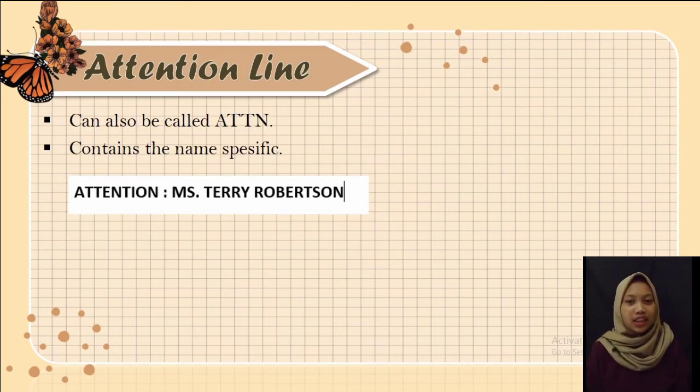Fourth, attention line. Attention line can also be called ATTN. ATTN contains the name of the person to whom the letter is directed, a more specific person in the company. By writing ATTN, the letter gets to the person it is intended for faster. This section is usually optional. In some business letters, it is not always included.